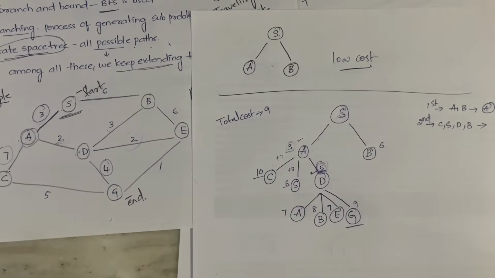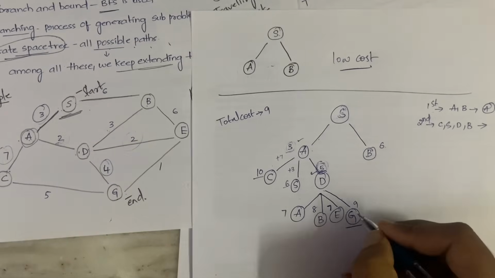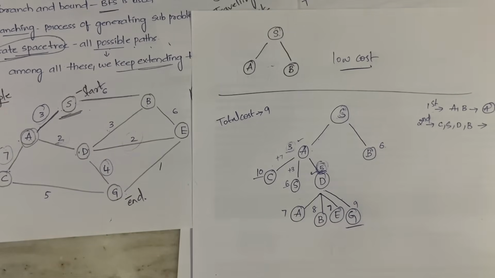Okay, at present. So now you have to not stop here. You have to still check, and after checking, if you find any value which is less than 9, then you can go for that value. Otherwise, you can pick this path only.